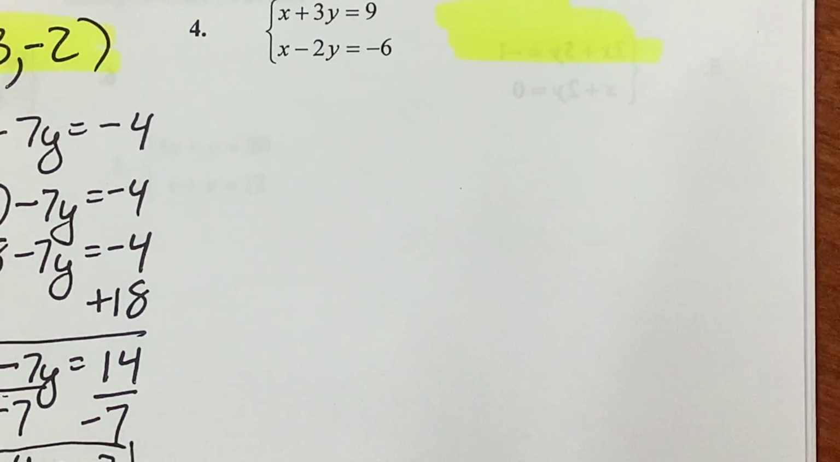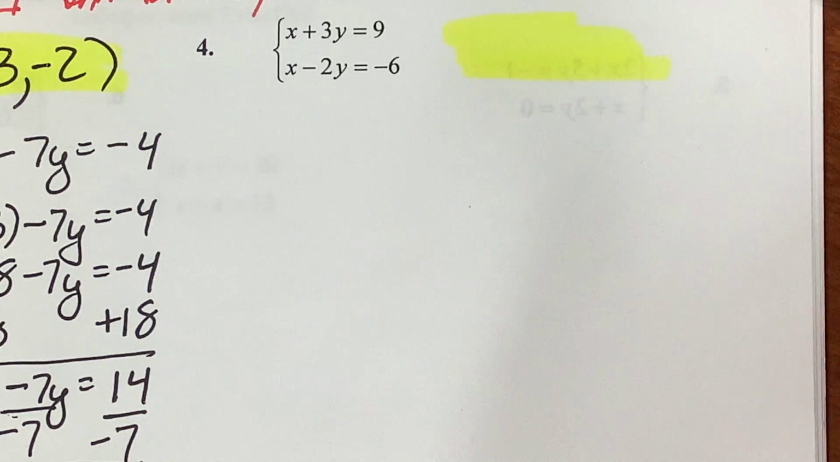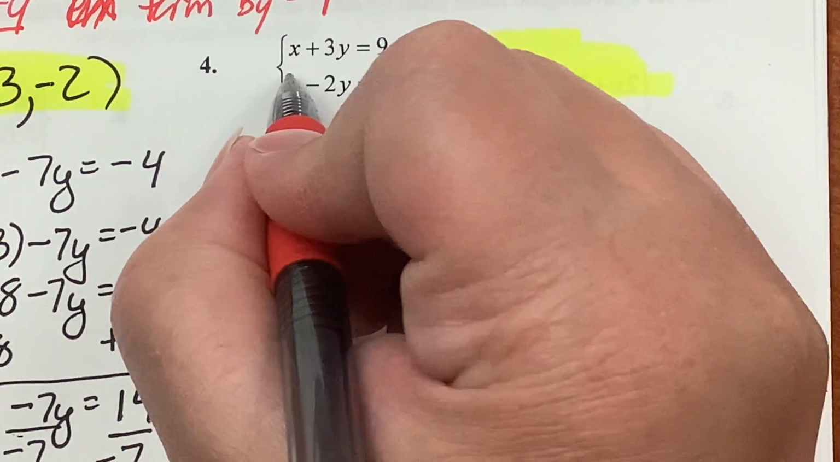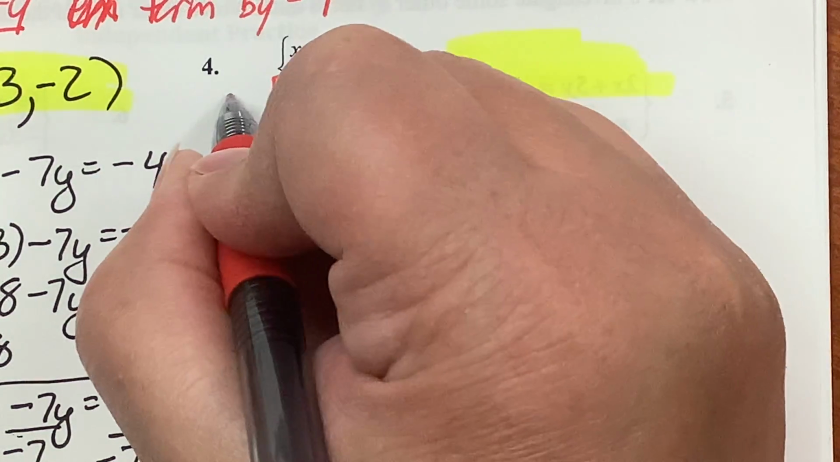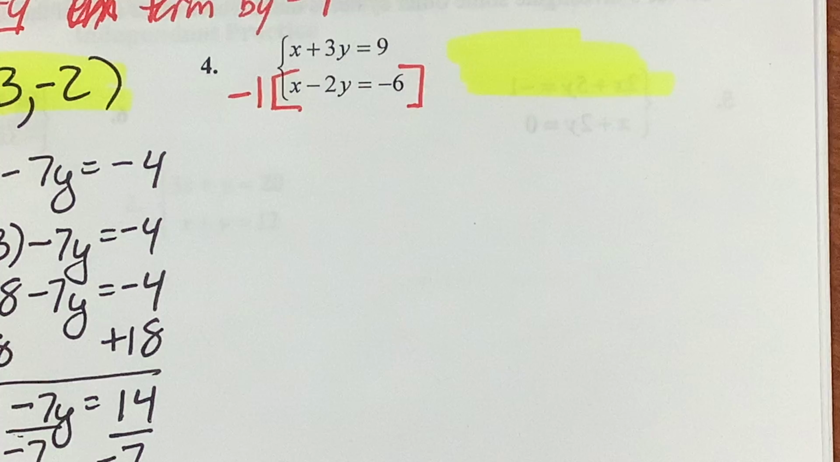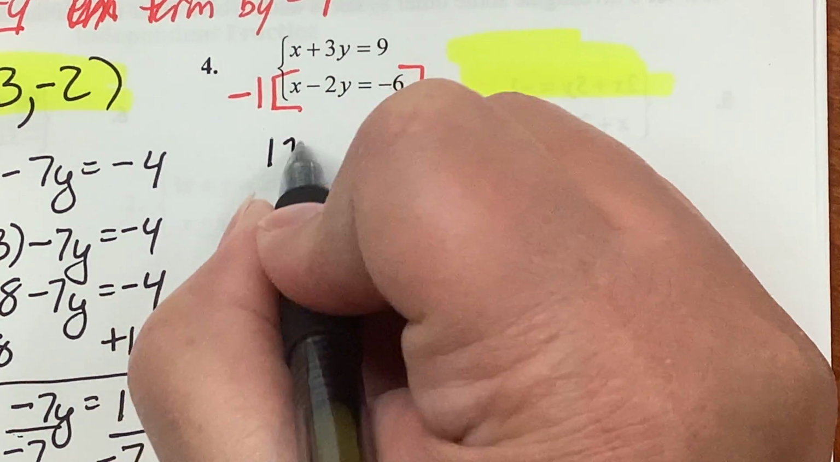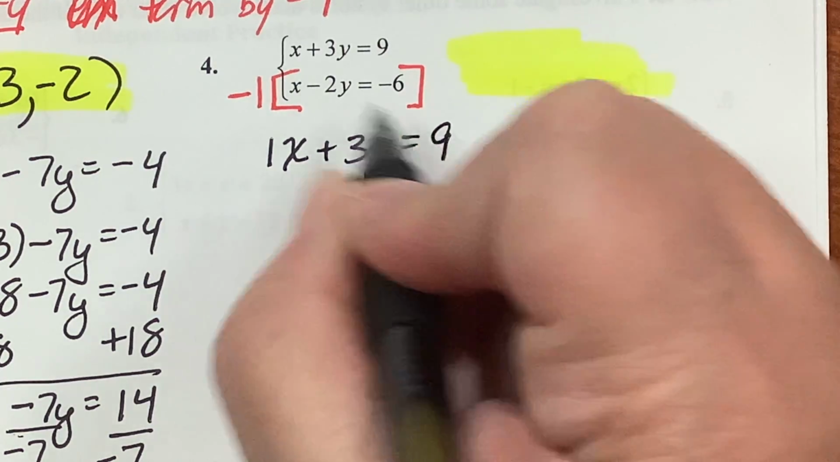All right, next problem. Now I'd like to combine these and get rid of the x, but they're both positive x. So you know the trick now, right? I'm going to multiply this whole second equation times -1. Keep the first one. 1x plus 3y equals 9.